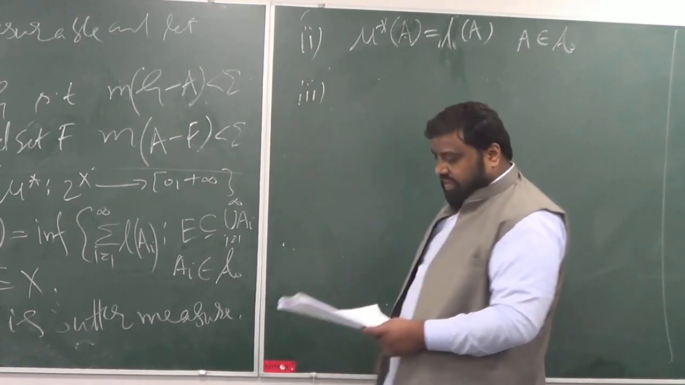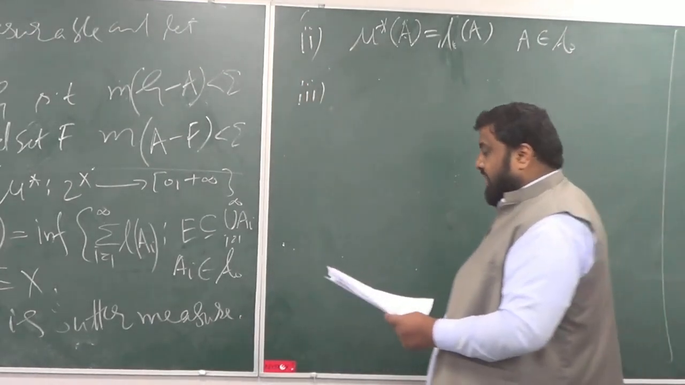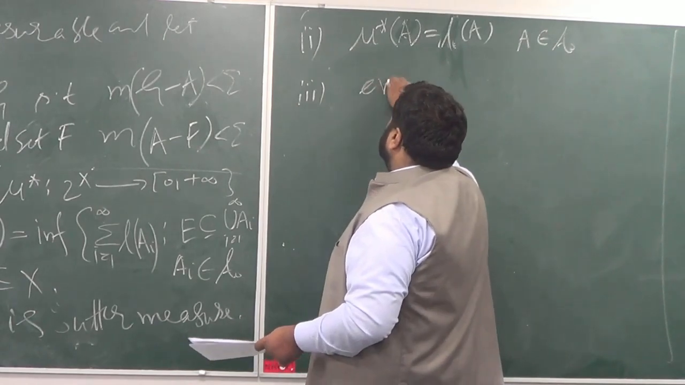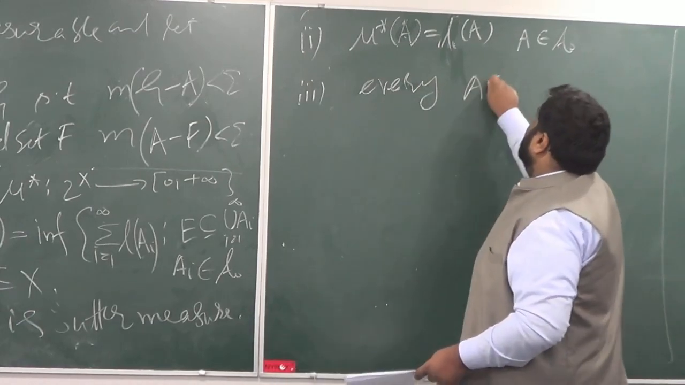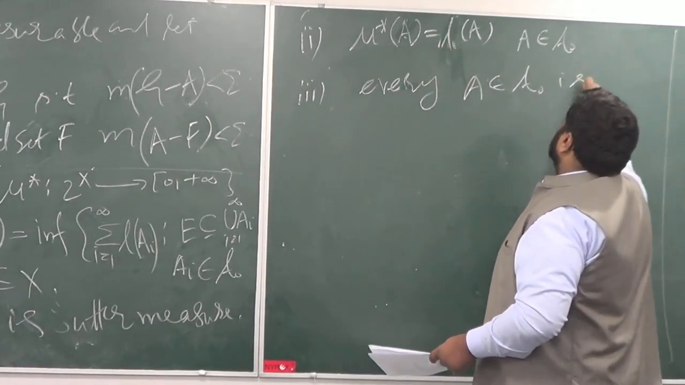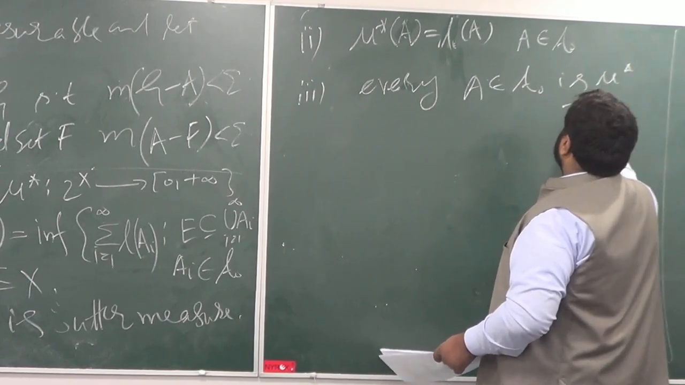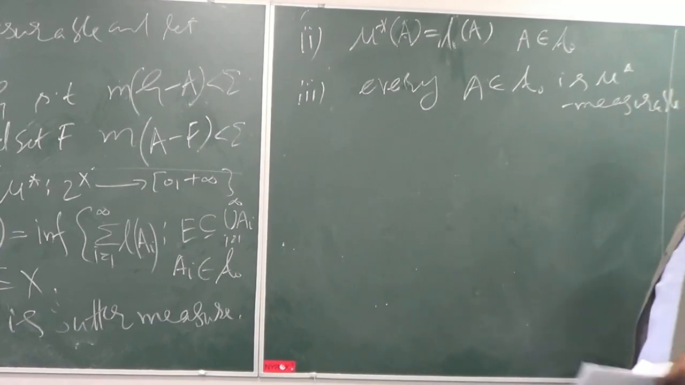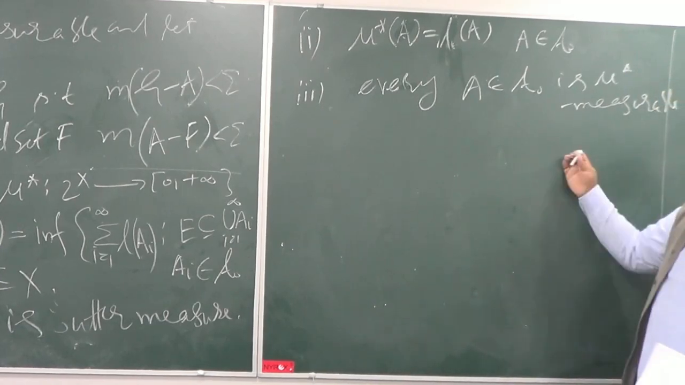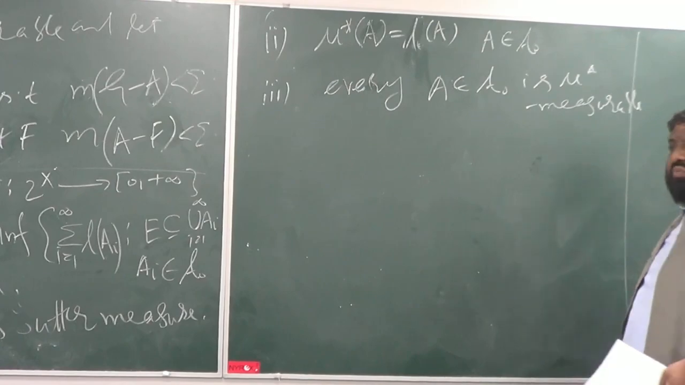So what's the third property? The third property is that every A naught is mu star measurable. Okay, so this is also not something strong. We did it also. Okay.